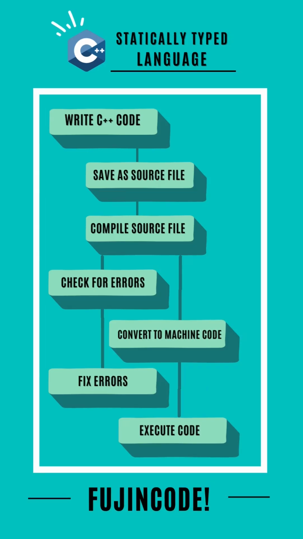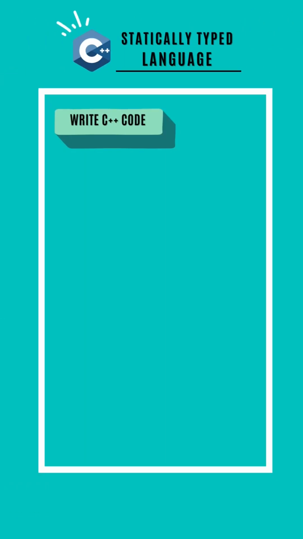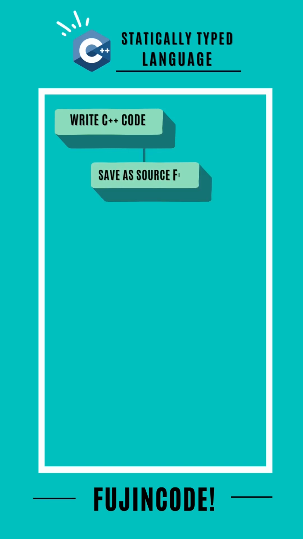In this video, I want to take you through the process of how C++ code is written, compiled, and executed. First, we start with the initial stage of writing C++ code. This is where you put your ideas into code. Once you've written your code, you save it as a source file. This is a file format that the compiler can understand, so it can process your code.